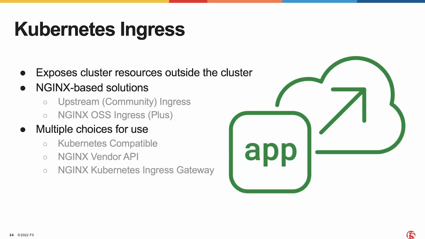We've also added several new features to Mara. One feature that we've been working on is Kubernetes Ingress. Currently, Mara only uses the Kubernetes compatible API. This is the Ingress class that comes as part of Kubernetes. Now we have the option for the user to deploy the NGINX vendor API, which is implemented through custom resource definitions, or to use the new NGINX Kubernetes Ingress gateway. Right now, we've tested with the upstream or community Ingress and the NGINX OSS M+ Ingress controller.